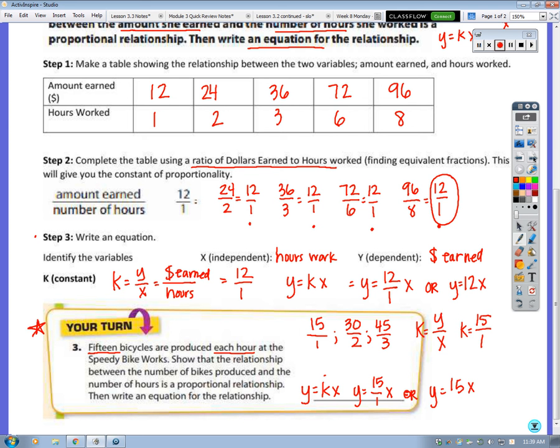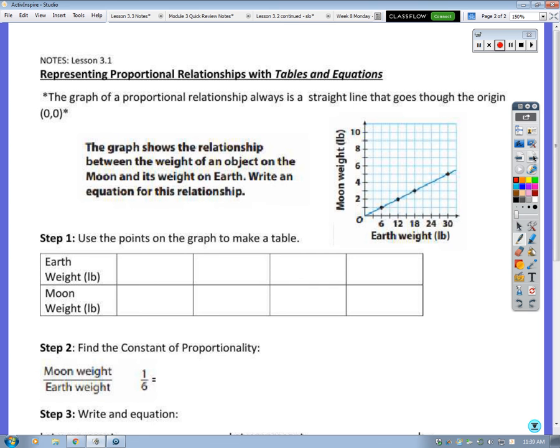So let's go ahead and take a look at how we would use graphs to solve for the constant of proportionality. So representing proportional relationships with tables and equations, and, in this case, graphs.